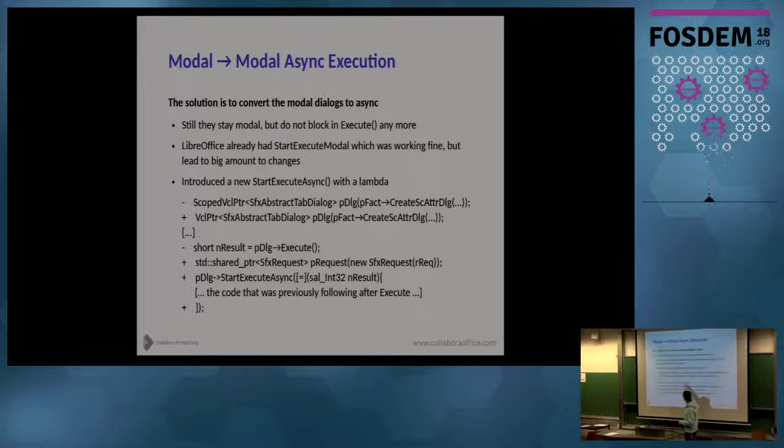And instead of executing, you do not do the executing. Instead, you move the code that happens after the execute, because there was probably some code taking care of applying the changes, and you just wrap it in this lambda, get the result, and do the changes. Of course, in some cases it's more complicated than just this, but this is the basic structure here.